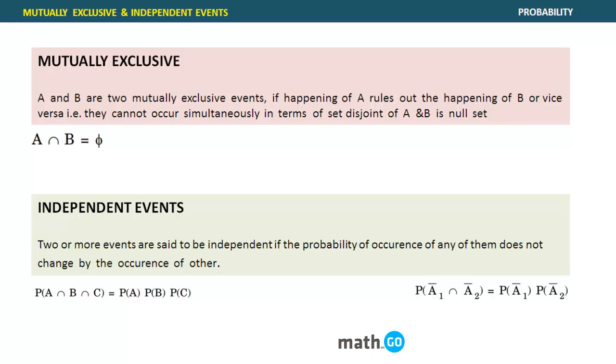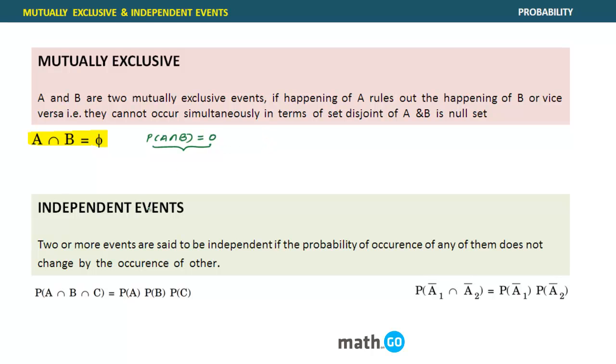Let's say you toss a coin and you say that both head and tail occur simultaneously, it is not possible. So the occurrence of a head or a tail on a single throw of a coin are mutually exclusive events. They cannot occur simultaneously. In other words, they are disjoint sets. That is why A intersection B would be the null set. Or if you want to convert this into probability, then probability A intersection B will be 0 if they are mutually exclusive events.